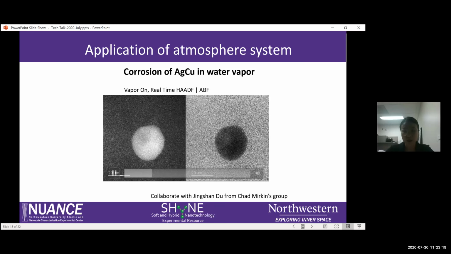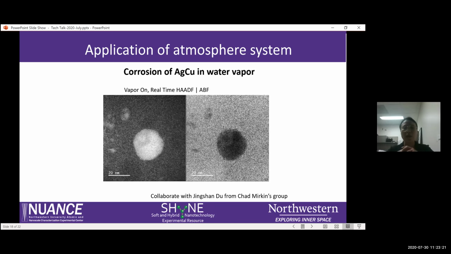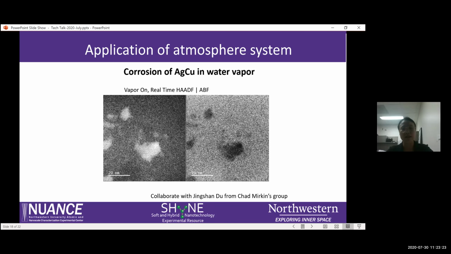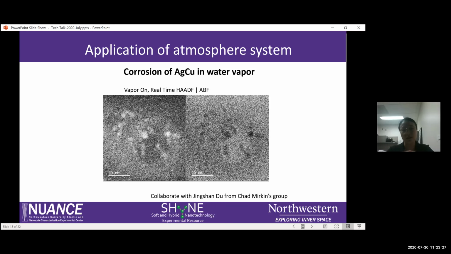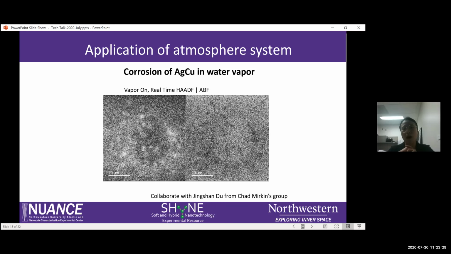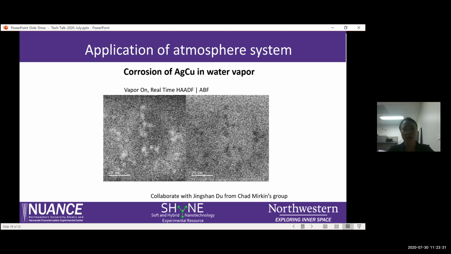This one is at room temperature. Once we flow the vapor in, we find that the corrosion always starts at the copper side. It will protect the silver first. Once the copper is totally gone, the corrosion of the silver will start.